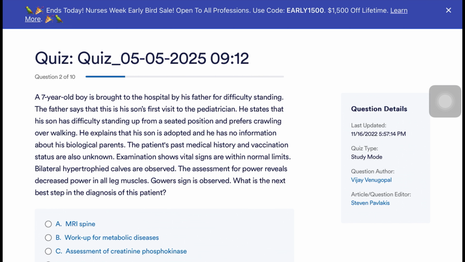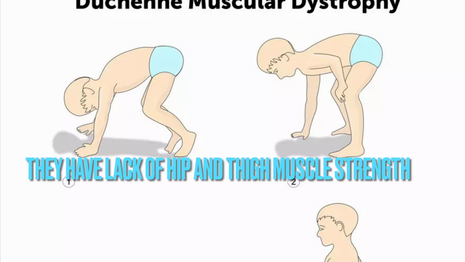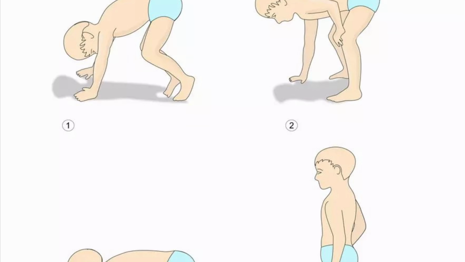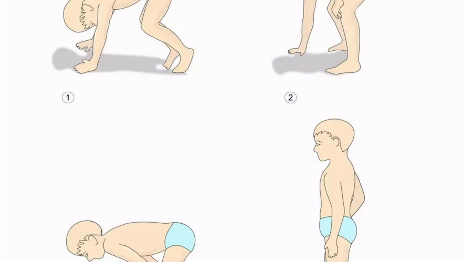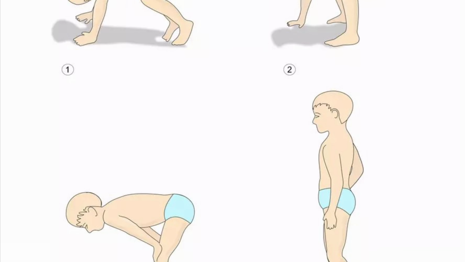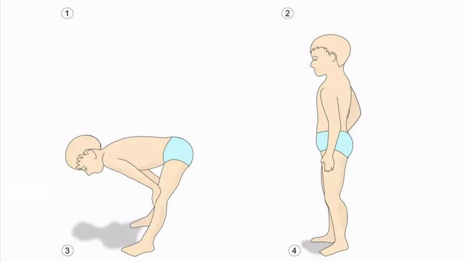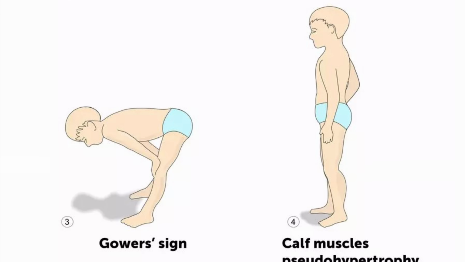That's definitive. This child has Duchenne, because Gower sign is basically when the child would stand up and would have difficulty standing up because their leg muscles are so weak, so they kind of climb up. They use their hands to help them steady themselves and find their balance. So that's what I would go with here in this question.